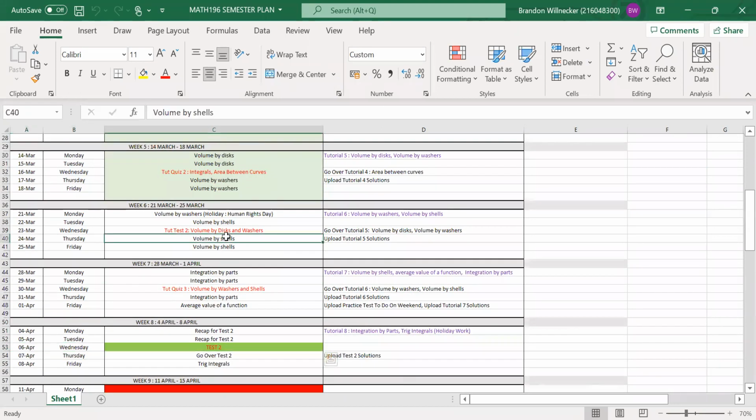Okay, so we're almost done with this week here. We've got 1 week here to go over integration by parts, average value of a function. Then we will do revision, okay, on the 4th and the 5th of April, and then you write test 2 on the 6th. Okay, any questions on that?